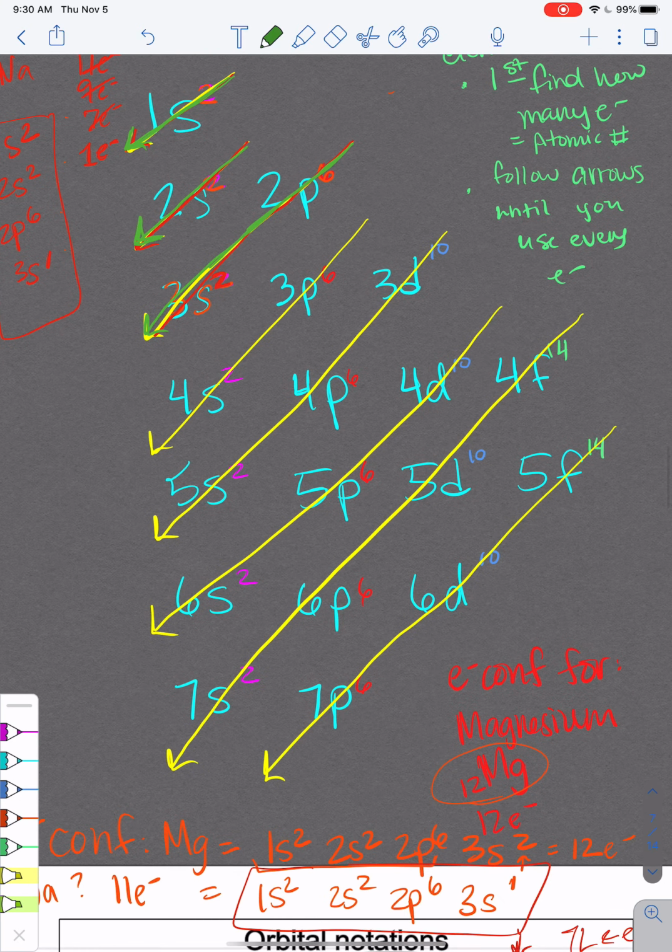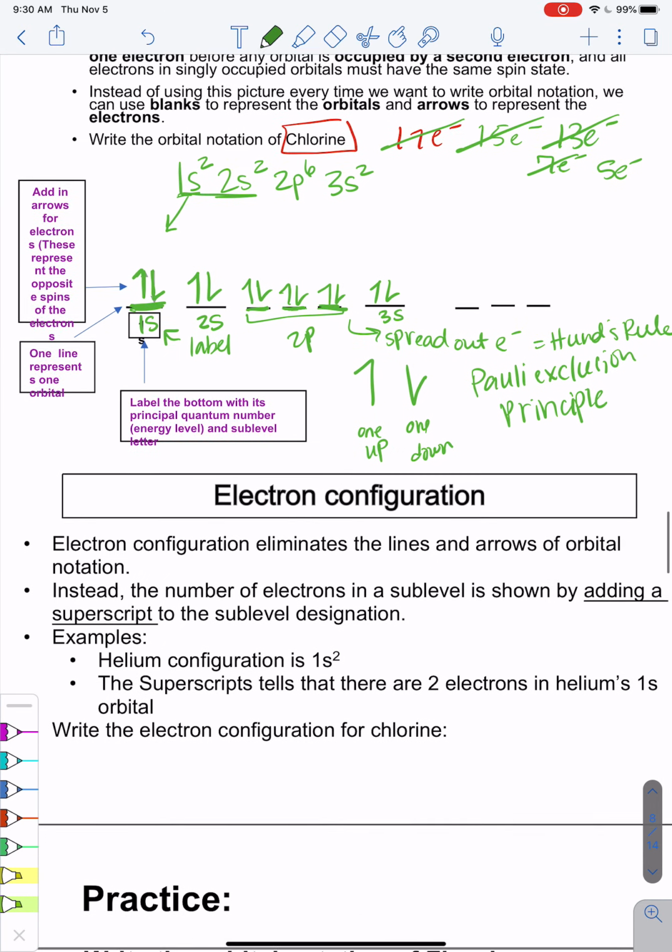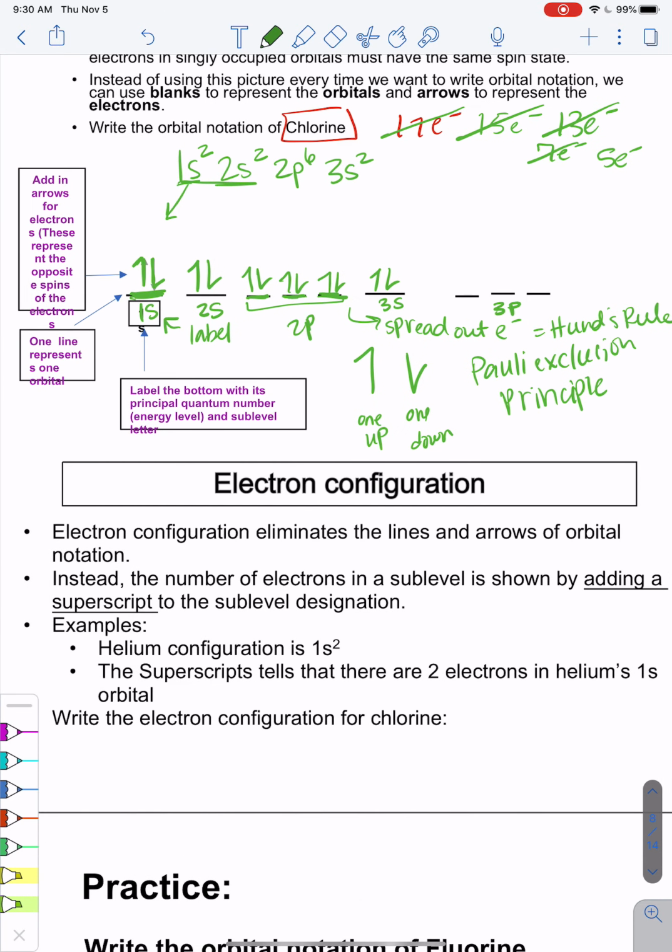So we went through the 3s. Next is to go through the 3p. So again, these 3 are 3p. Okay, and we have 5 electrons. So you're going to put the 3 spread out first. So that's 1, 2, 3, 4, 5.